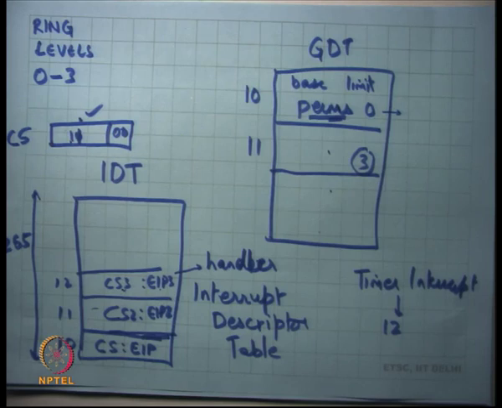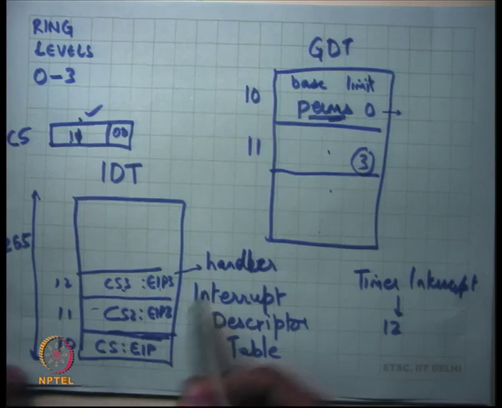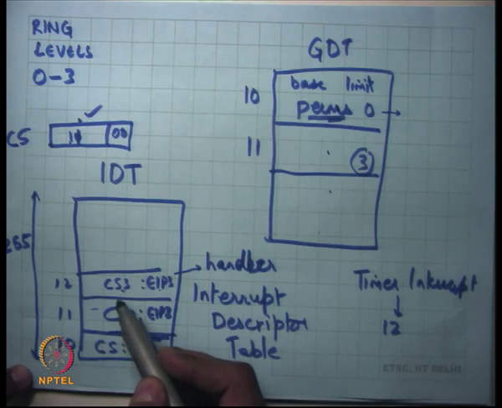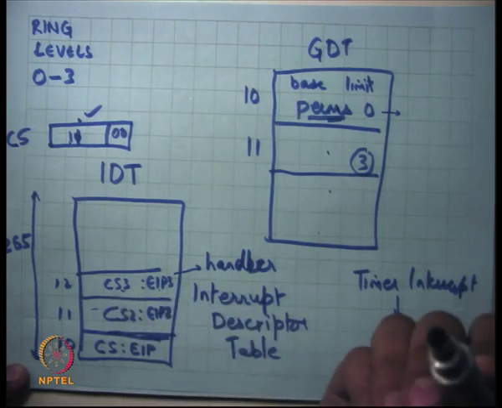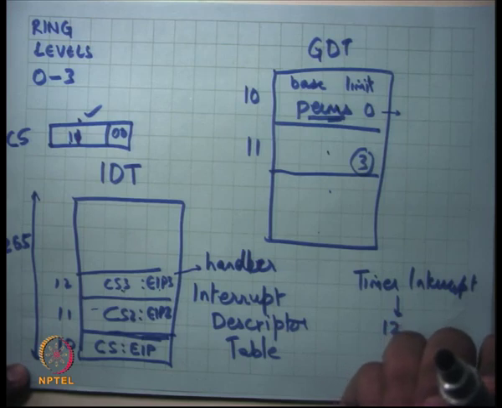So a perm 0 field can only be accessed if you are executing in ring level 0, and you can only execute in ring level 0 if you, for example, get an interrupt, right? Okay.